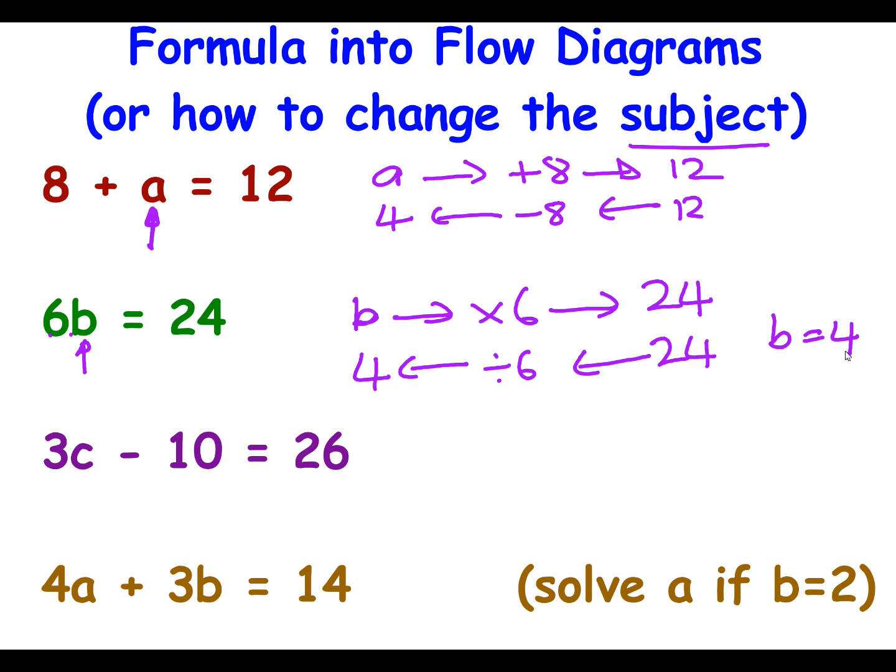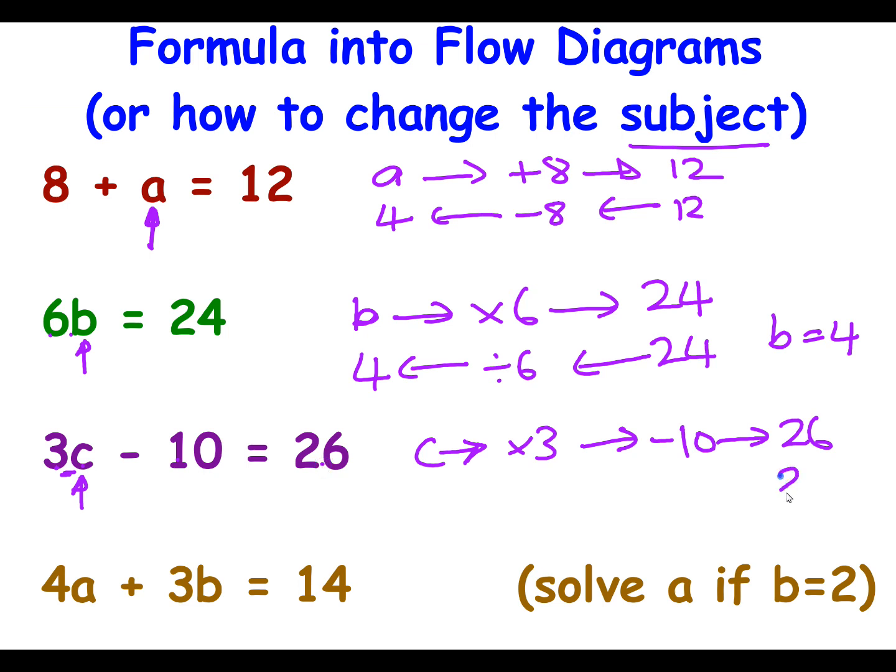Let's try something slightly more complicated again then. So we're looking for C in this case. So we take C, and the first thing that's happening to C is it's being multiplied by 3. So C is being multiplied by 3, and then whatever that is we're taking away 10, and it leaves us with 26. So we've got C, we multiply it by 3, we take away 10, and it gives us 26.